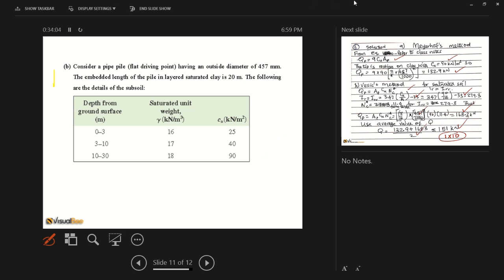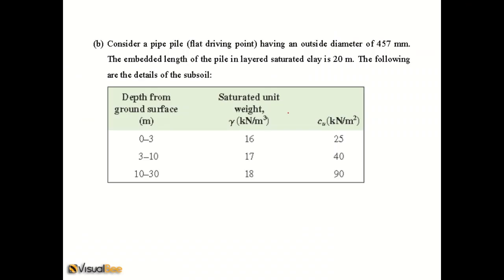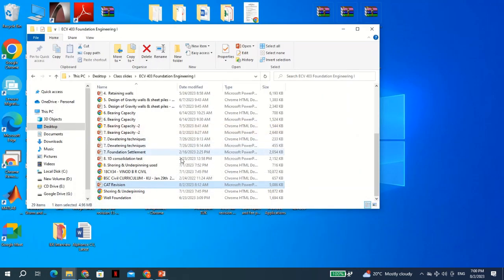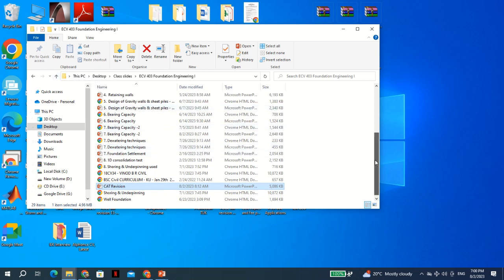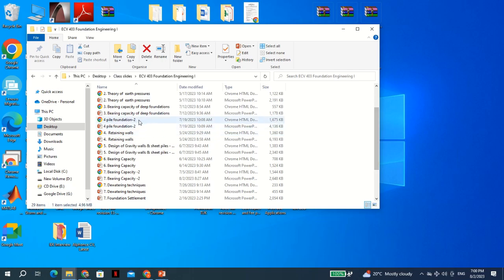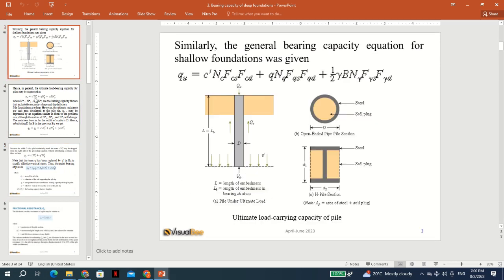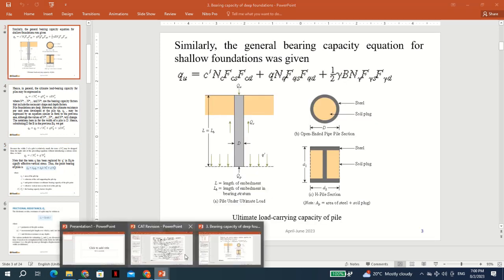So this was already in the notes, just to remind you where you can get an idea or read more. You can read this in the notes, precisely in the section on bearing capacity of deep foundations. So just to start to show the solution.